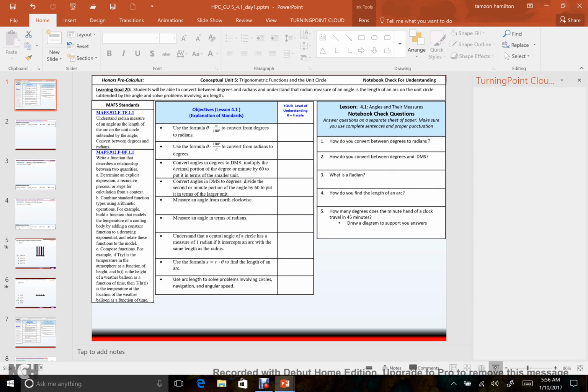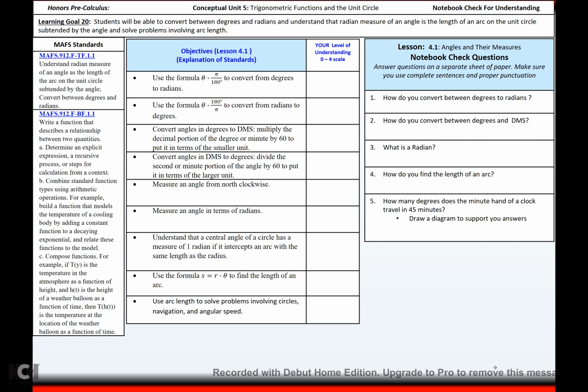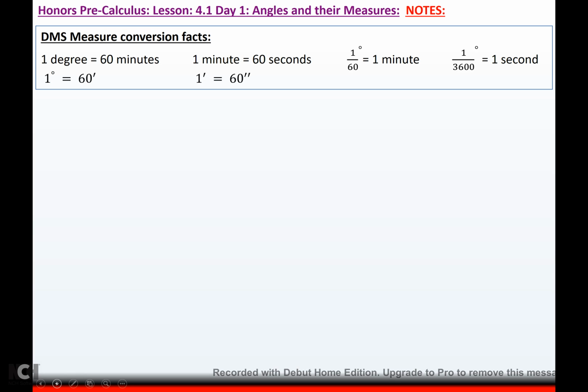All right. Today we're going to talk about converting. We're starting trigonometry. Yay, in the unit circle. Okay, so first of all, we're going to talk about degrees and radians and measures of the angles of a circle. All right, DMS, which stands for degrees, minutes, and seconds, conversion facts.